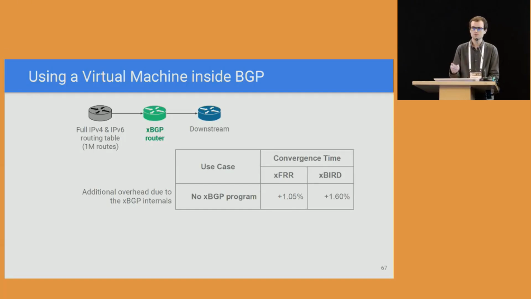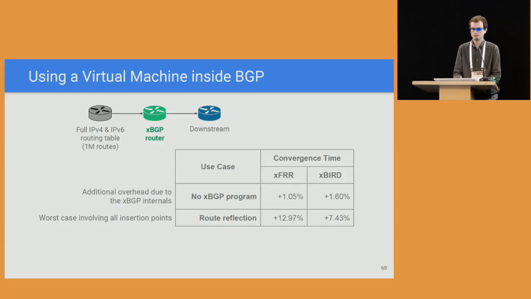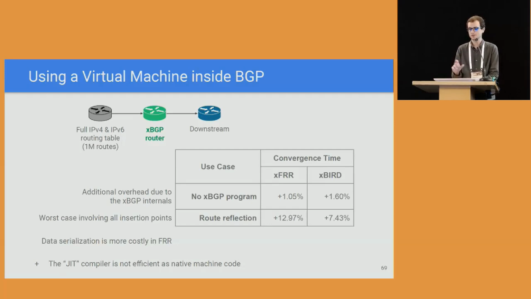And also, we have considered a worst case, which is the re-implementation of route reflection. We believe that this use case is a complex one for xBGP, and this is the worst use case you can have. And there is a quite high overhead, I would say. For FRRouting, you have a convergence time of plus 13% and BIRD 8%.